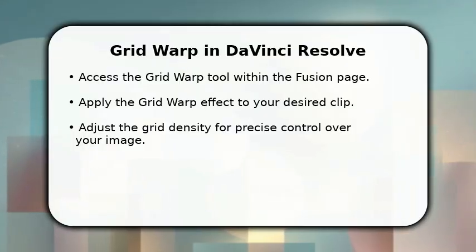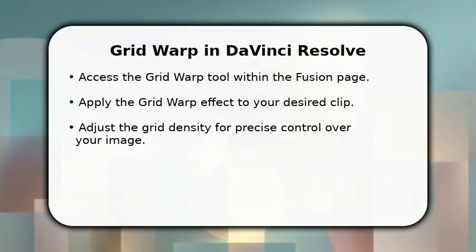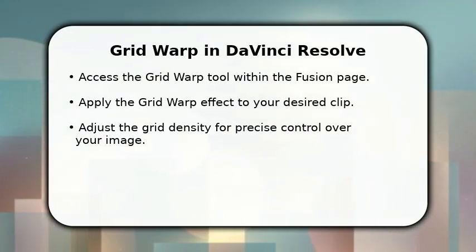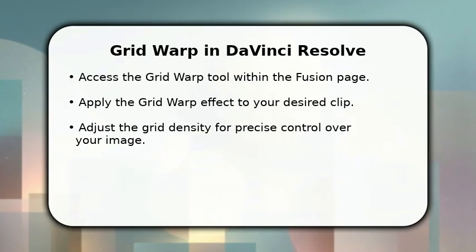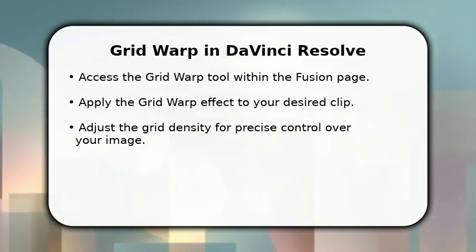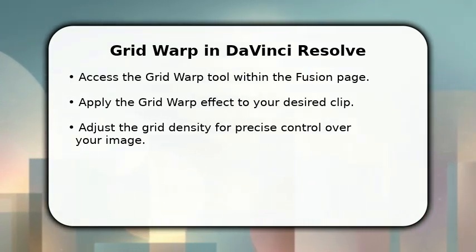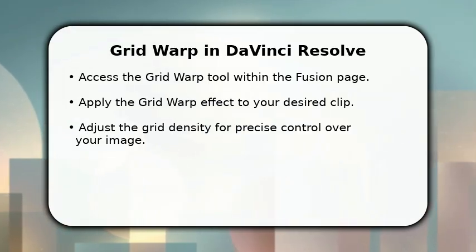In this video, I will explain how to use grid warp in DaVinci Resolve. First, navigate to the Fusion page and add the grid warp node to your media. This powerful tool allows you to non-destructively distort your footage.